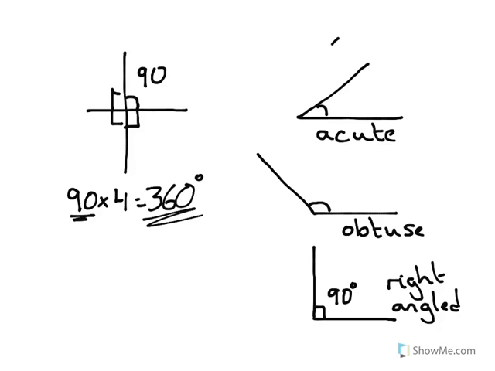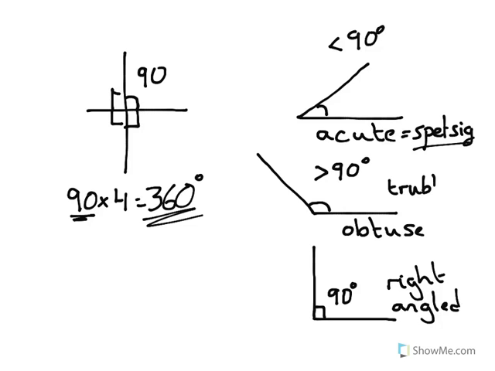An angle that is less than 90 degrees is called an acute angle in English, and in Swedish it has this name. An obtuse angle is an angle that has an angle of greater than 90 degrees, and in Swedish that is called, yeah, that's right, this.